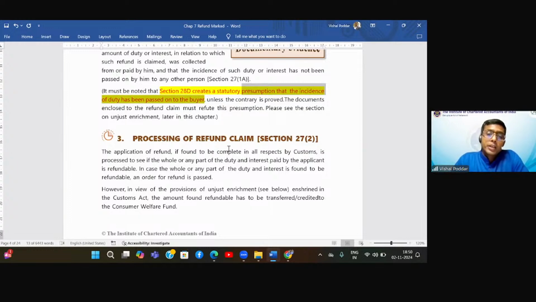Now, what is the impact of this? The impact is, if the law has presumed that the duty burden has passed on, it means you will never get the refund. Simple. However, it does not mean that you will never get the refund.